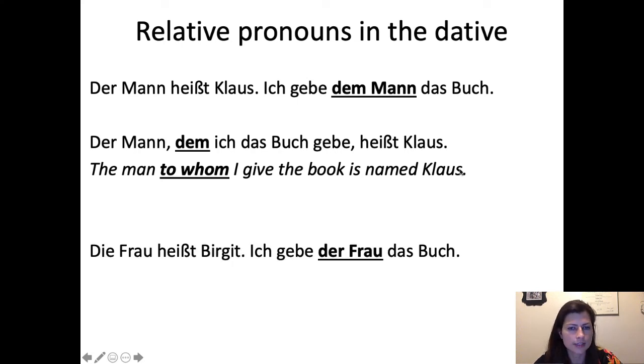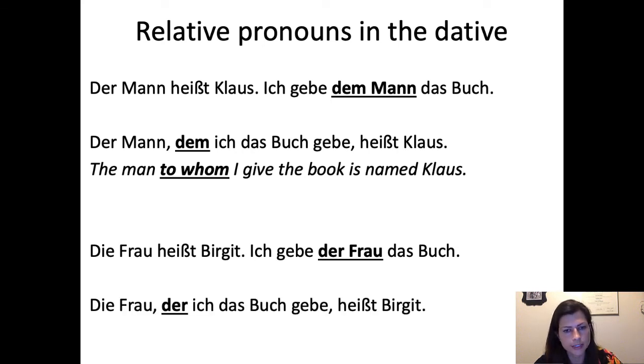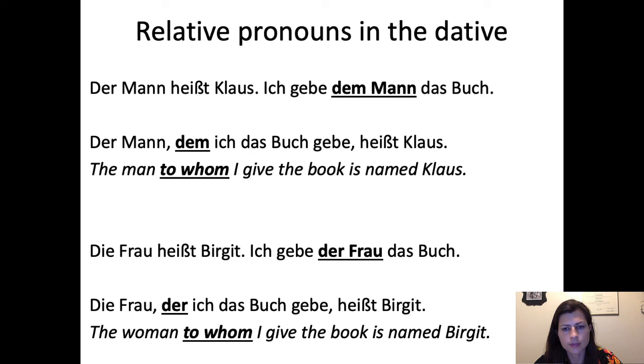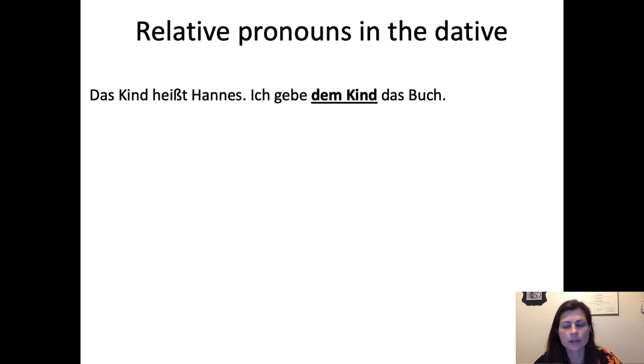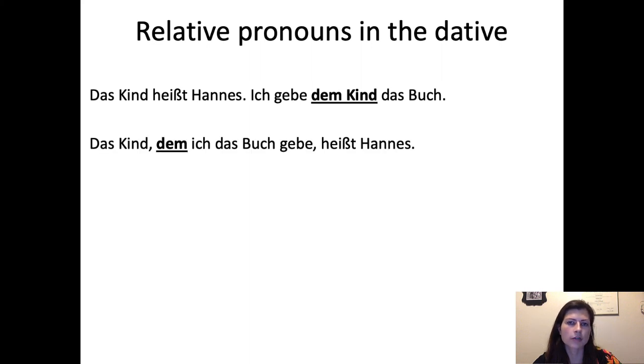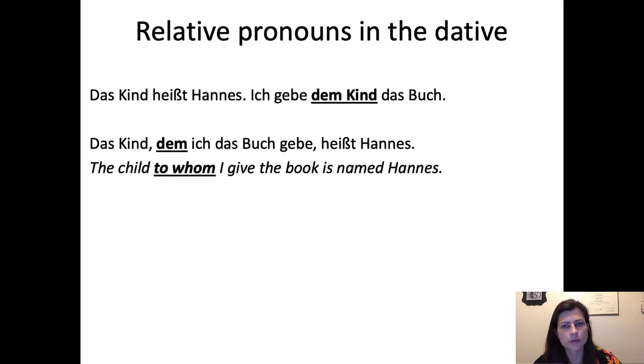Die Frau heißt Birgit, ich gebe der Frau das Buch. Die Frau, der ich das Buch gebe, heißt Birgit. Same sentence, but with a feminine. The woman to whom I give the book is named Birgit. Now let's try with a neuter. Das Kind heißt Hannes. Ich gebe dem Kind das Buch. So we're going to use our neuter dative relative pronoun. Das Kind, dem ich das Buch gebe, heißt Hannes. The child to whom I give the book is named Hannes.